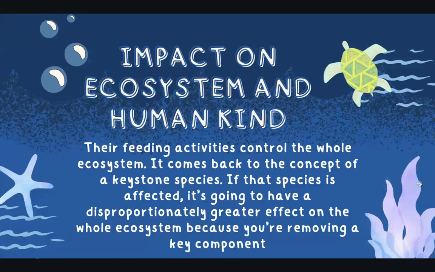So the impact on the ecosystem and humankind. So the sea star's feeding activities actually control the entire ecosystem. So they are considered a keystone species. So if the sea star is affected, it's going to have disproportionately greater effect on the whole ecosystem because they are such vital and key components to the entire ecosystem as a whole. So when you remove those keystone species, such as the sea star, you're jeopardizing the entire ecosystem.